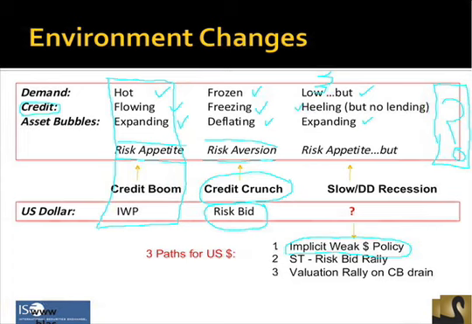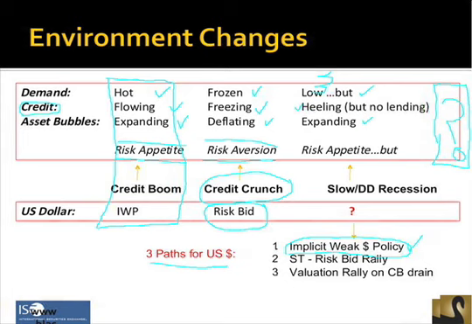What I have down here are the three paths for the U.S. dollar. The implicit weak dollar policy, which is really the current policy of the Fed and the Treasury at the moment. The dollar has fallen down, down, down, but again, hasn't made a new low yet, which is an important point, even though we've seen, as Steve was talking about earlier, a blow-off in gold and new highs in stocks.